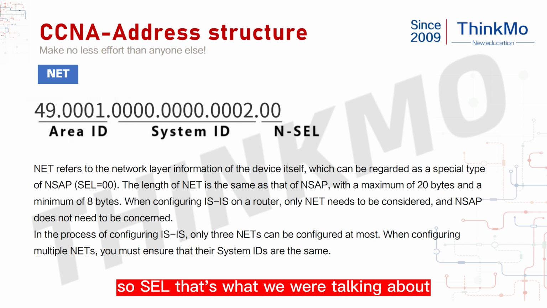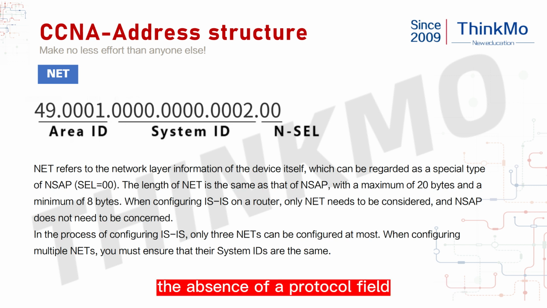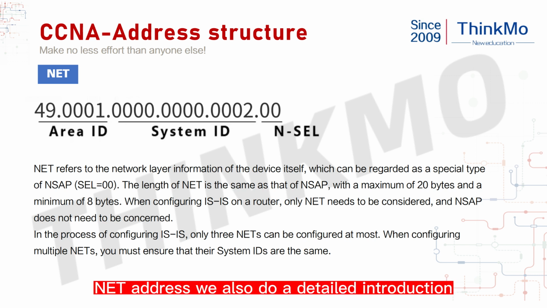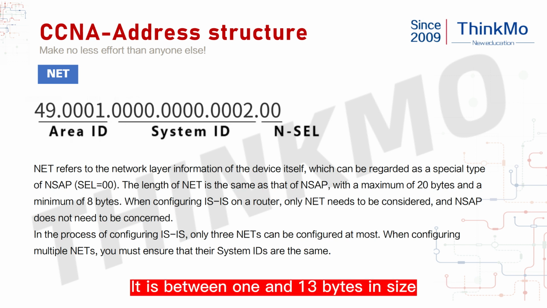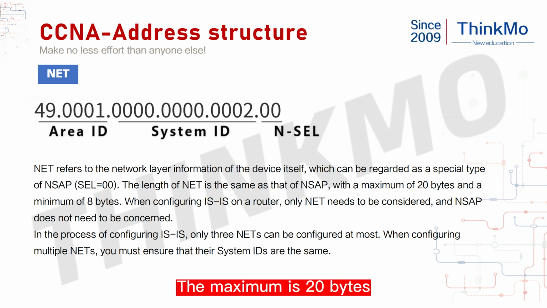So SEL, that's what we were talking about. It is equivalent to the protocol field in an IP packet. A SEL of 0 represents a specific node. Let's also do a detailed introduction of the net address. First of all, it is divided into the area ID section, which is between 1 and 13 bytes in size. The system ID is 6 bytes. And SEL is 1 byte. So for the net address, the maximum is 20 bytes.